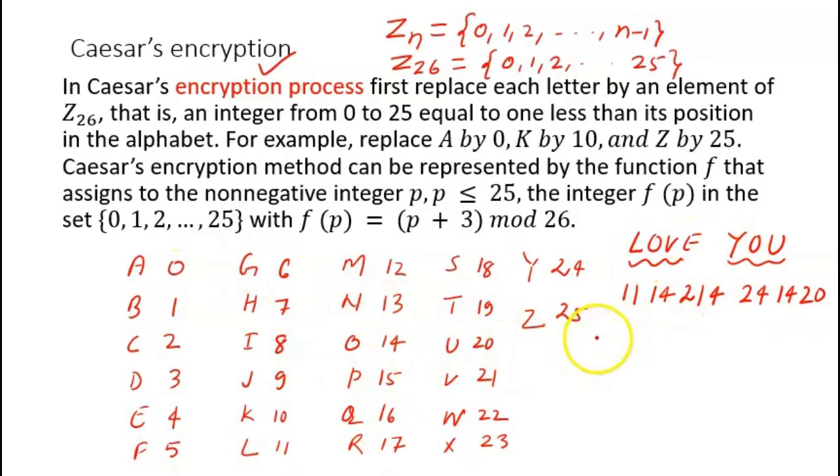In the next step, when we are using the Caesar encryption process, we use this function, that is P plus 3 modulo 26.